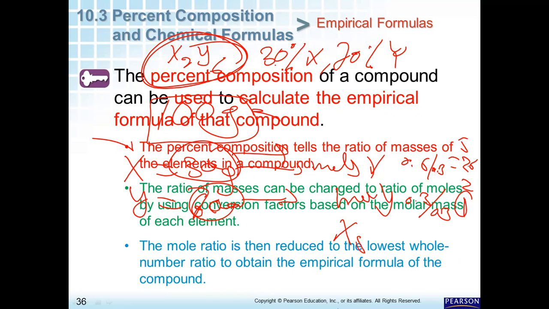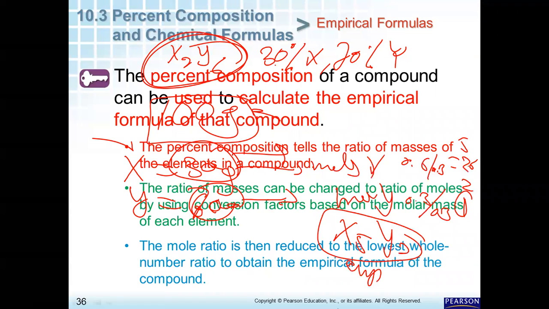It will be X5Y2. This is your empirical formula for this compound. Of course the numbers are not real. Okay? Three steps. Convert the percent composition to grams, change it into moles, divide by the lowest, and that is going to be your empirical formula.